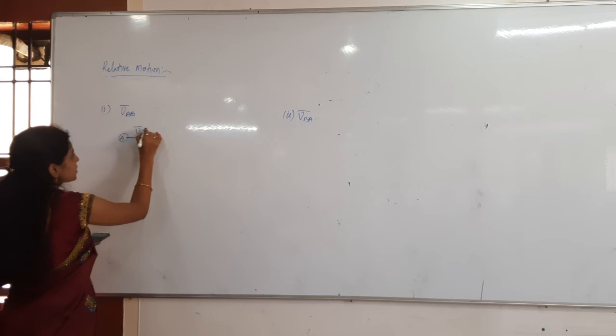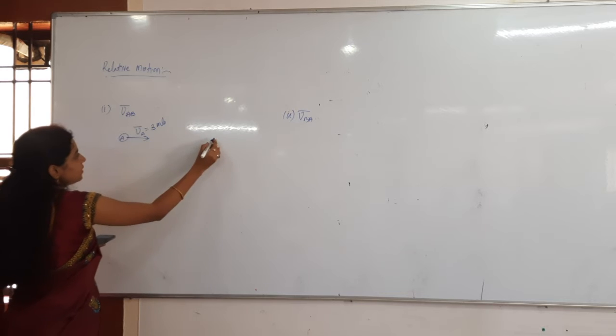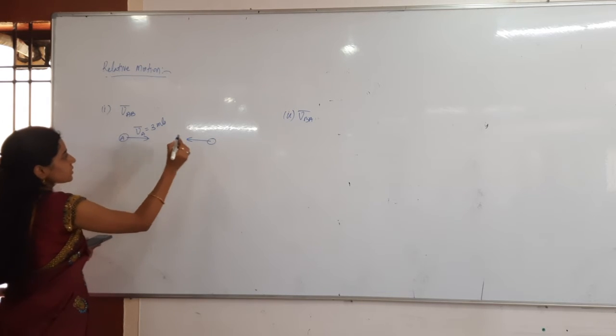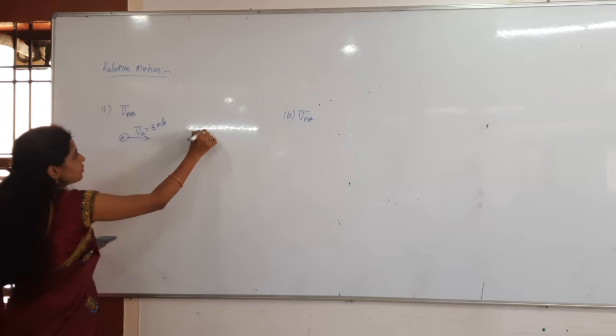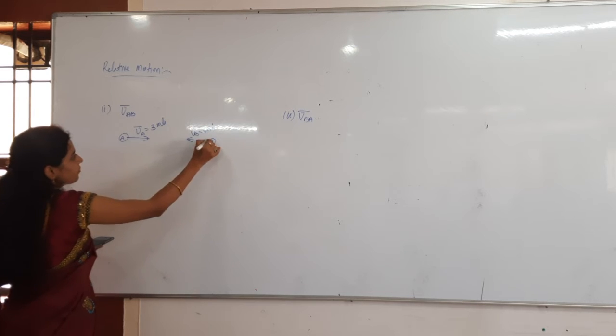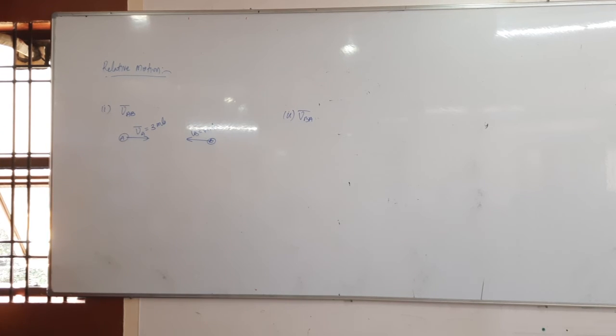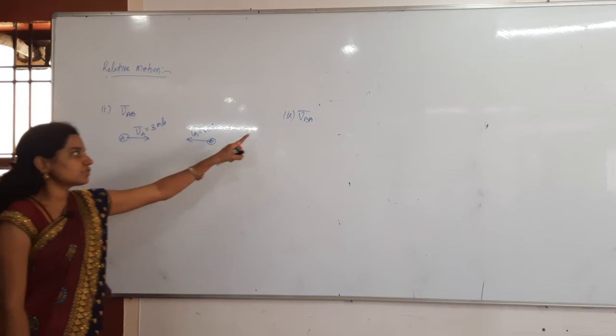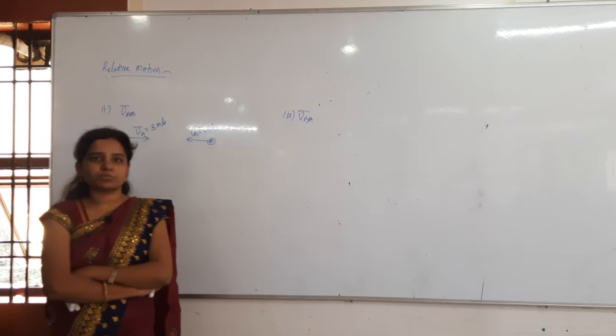VA bar is there in this direction. How much they said? 3 meters per second. B is there in the opposite direction, so VB is equal to 4 meters per second. Now tell me VAB bar and then VBA bar. 7 is okay. Then in this one VAB is there in which direction, and in this one VBA is there in which direction? That's important.